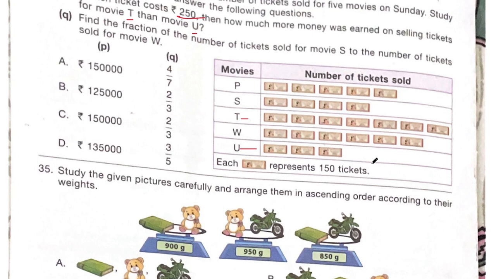Now the difference: 1050 minus 450 gives us 600. Each ticket costs 250, so the total here is 600 multiplied by 250, which is 1,50,000. So the answer has to be one among A or C. B and D are ruled out.